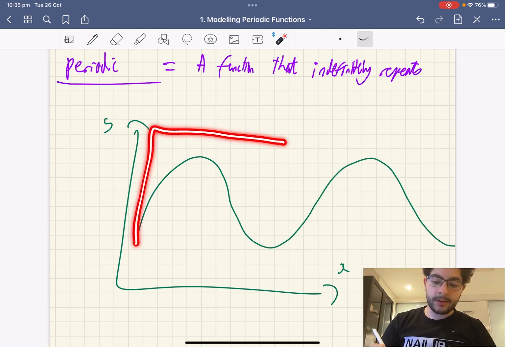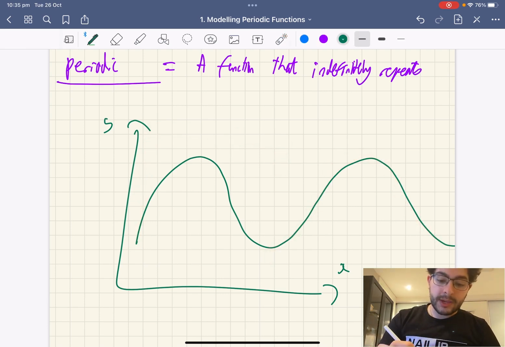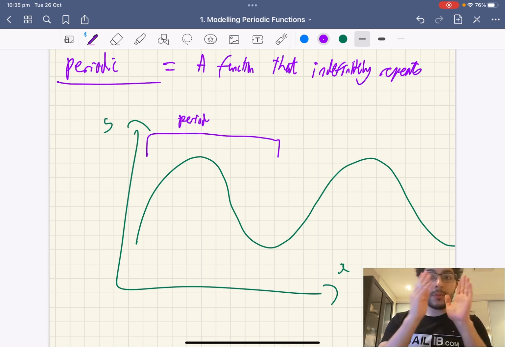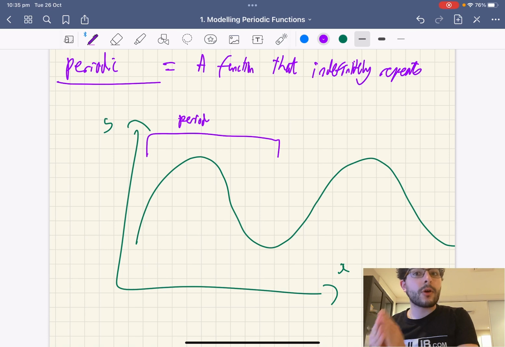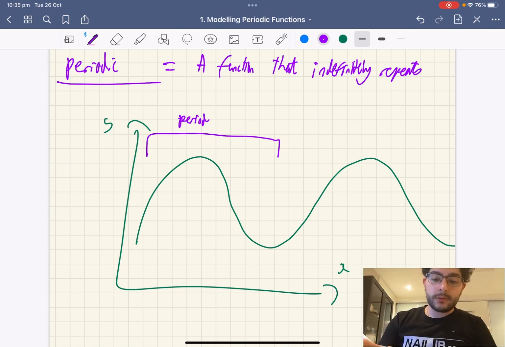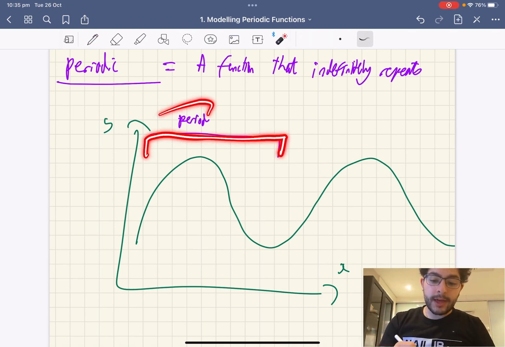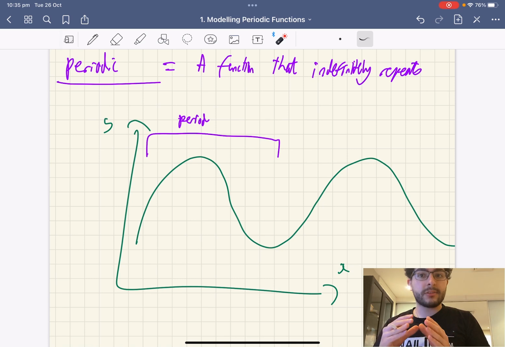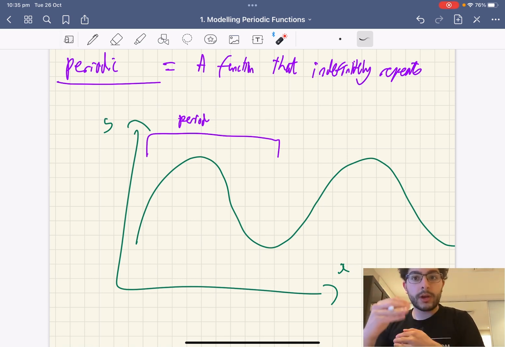It goes up and down, then does the same thing, up, down. So the period size would be this. The full length from the start of a repeat to the start of the next repeat. So this gap between here and here, that length is known as the period because that is the gap between when it starts and when it ends.